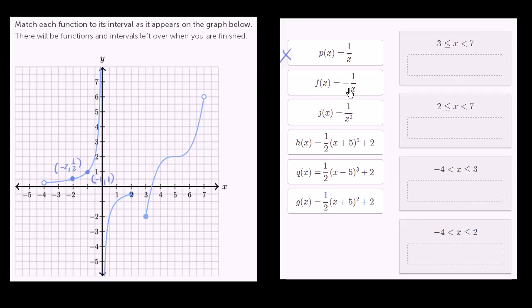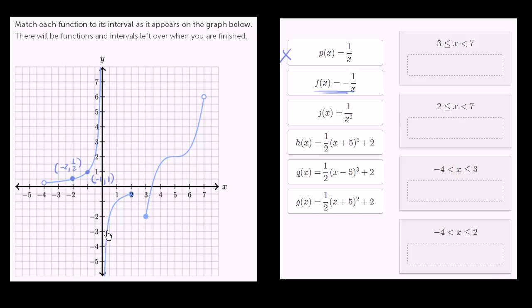Now let's see. f of x is equal to -1 over x. Now this looks pretty good. -1 over -2 is +1/2. So it works for that. -1 over -1 is 1. So this right over here seems to work for at least this interval. We're doing -1 over x.